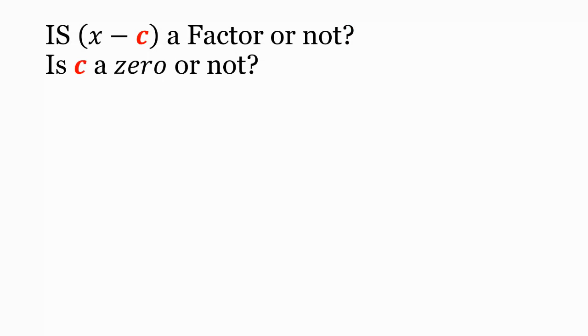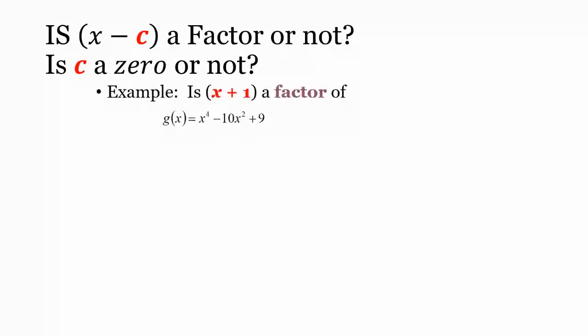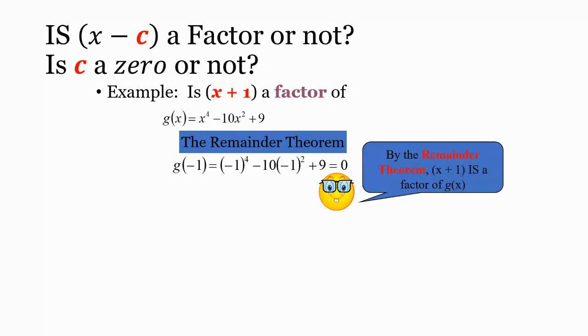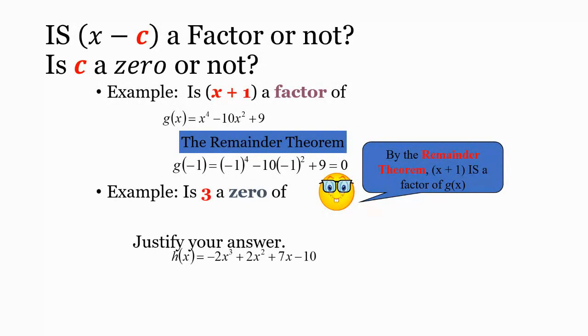Is x minus c a factor or not? Is c a 0 or not? So for instance, in this one right here, is x plus 1 a factor of this? Let's go ahead and use the remainder theorem. All we're doing here is plugging it in. I'm just finding what g of negative 1 is. It is 0, therefore x plus 1 is a factor. By the remainder theorem, x plus 1 is a factor of g of x.